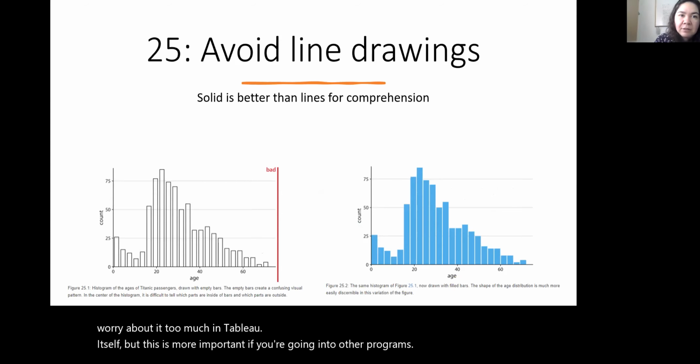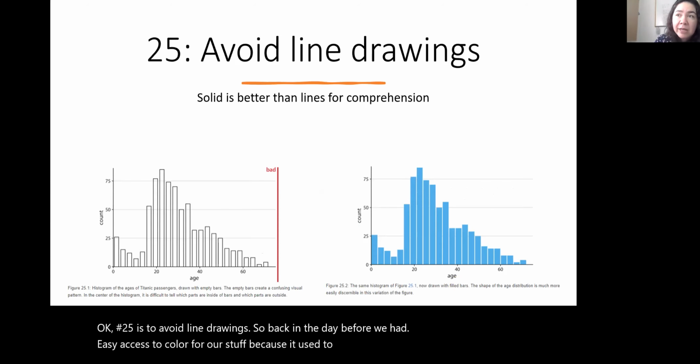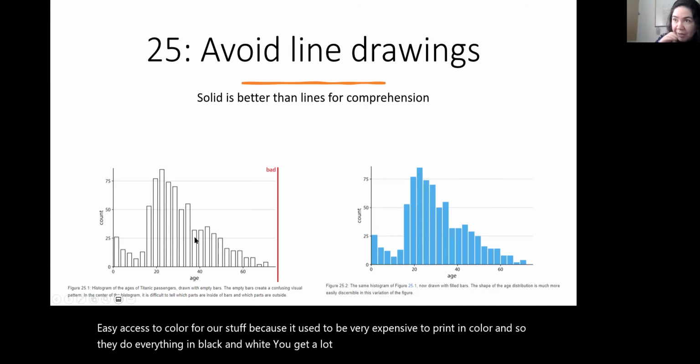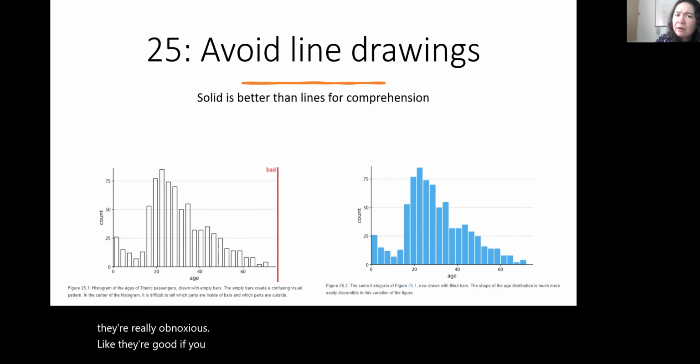Okay, number 25 is to avoid line drawings. So back in the day, before we had easy access to color for our stuff, because it used to be very expensive to print in color, they did everything black and white. You get a lot of line graphs like this. If you had a clustered thing, they'd use the little lines or the polka dots and stuff like that. They're really obnoxious. They're good if you don't have any other options, but they are just kind of obnoxious.